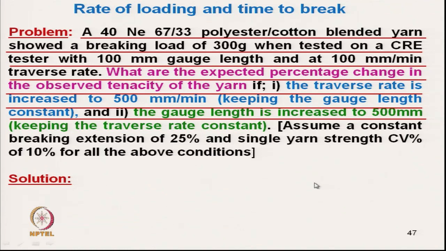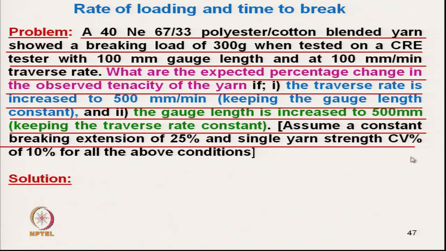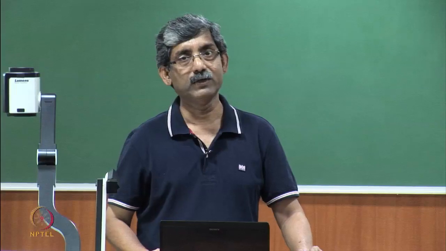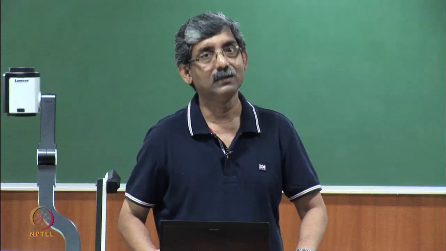Okay. The assumption here is a constant breaking extension of 25% in all the cases, initially and after changing the gauge length and the rate. So, in every situation the breaking extension remains 25%, we are not changing it, to make it simple, and the single yarn strength CV remains 10% for all the above conditions. Here 25% is given, which means there is no change in the breaking extension.